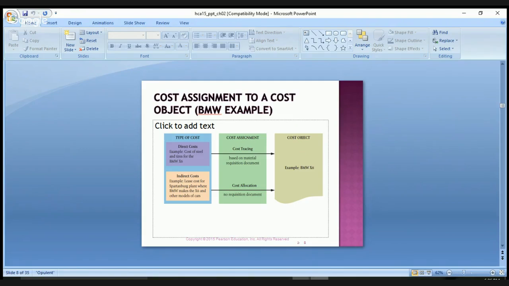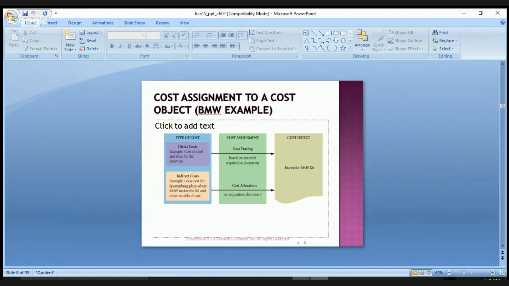Cost assignment to a cost object. So in our BMW example, we have the direct cost and indirect cost. The direct cost would be the cost of steel and tires for the BMW X6. And then the indirect cost would be the lease cost for the Spartanburg plant where BMW makes the X6 and other models of cars.